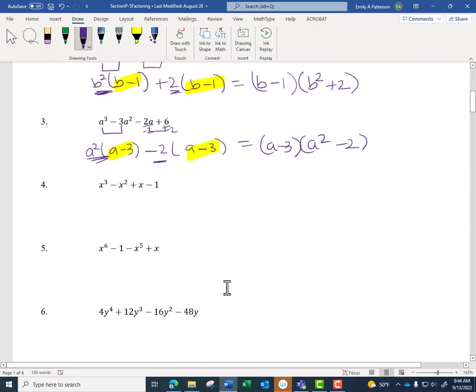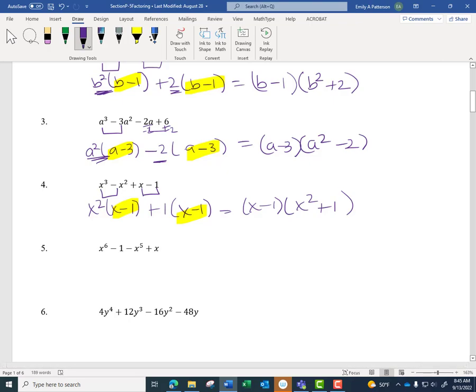So pause the video and try to factor these. So here's the answer to number 4. I wanted to point out that when I was looking at what was in common here, there was nothing. But if I took a 1 out or factored a 1 out, then all of a sudden it creates those binomials that are the same.